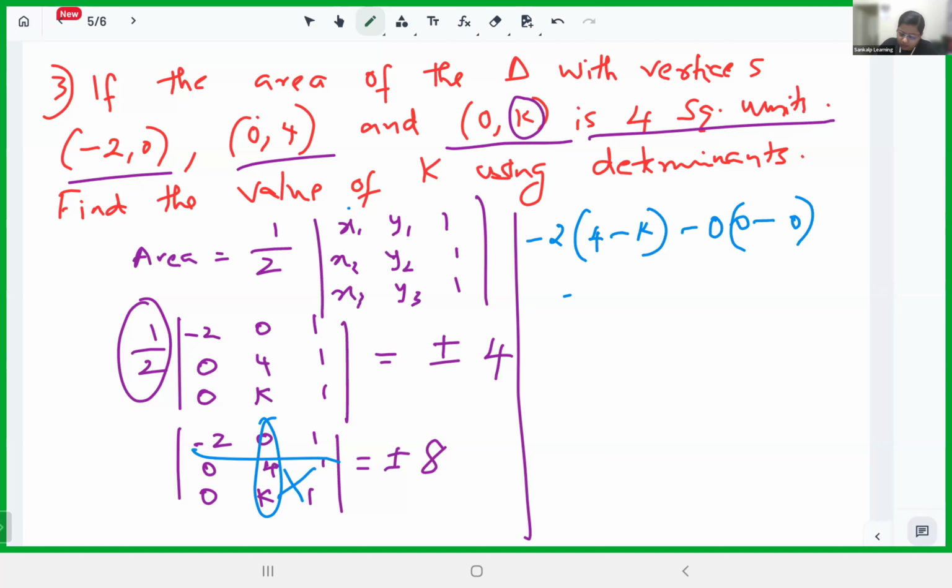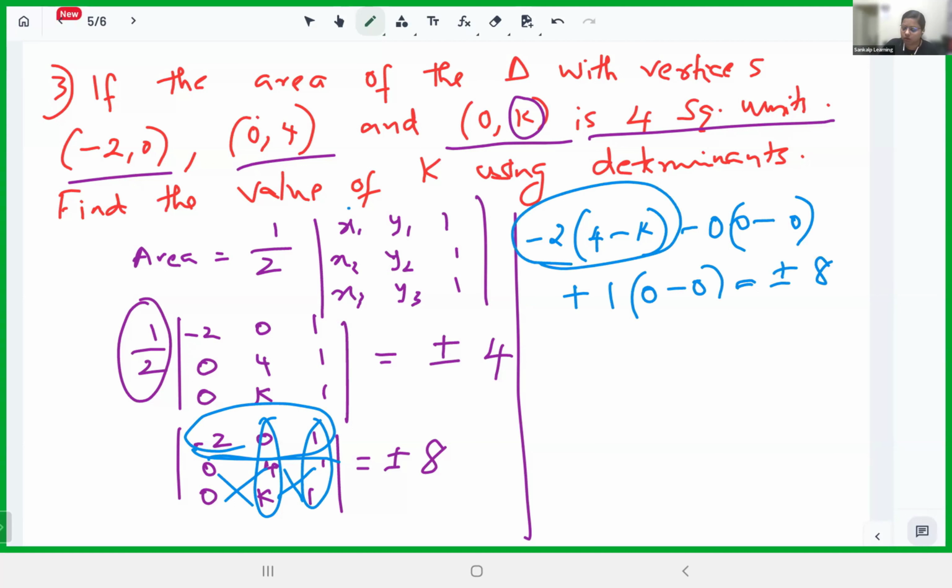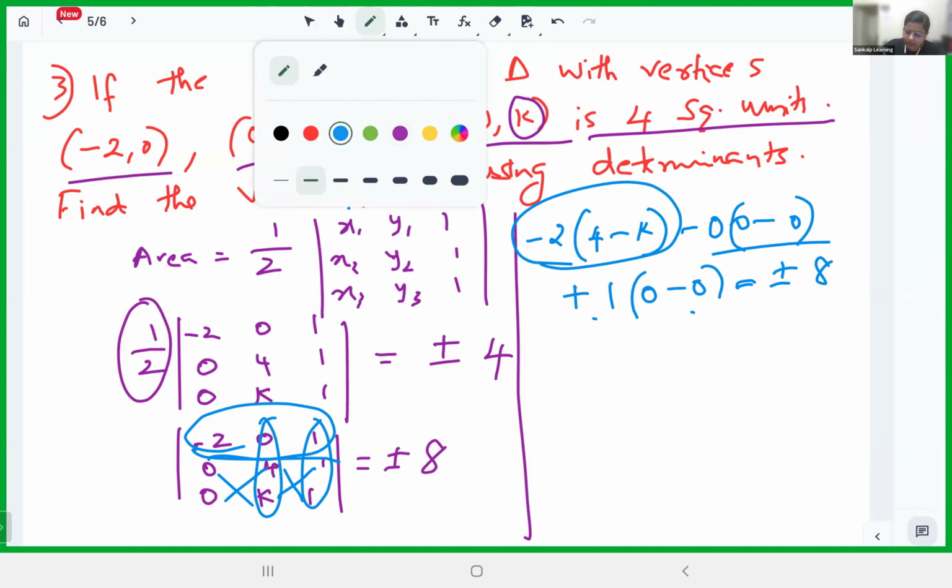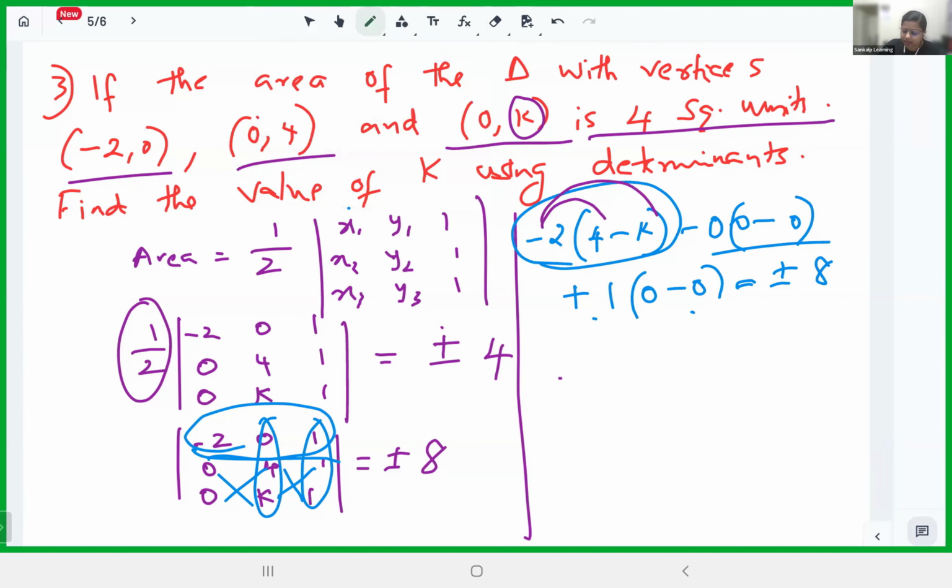Alright. Now, what happens when the third element is 1? So you have to remove the row and column containing 1. So what is remaining? 0 into k minus 0 into 4. So that is actually 0. Okay. So here you get this is equal to plus or minus 8. Only these values exist, all the remaining values become 0, right? 1 into 0 is 0. 0 into 0 is also 0. So if you expand this, what will happen? Minus 2 into 4, minus 8. Then minus 2 into minus k is plus 2k. That is equal to plus or minus 8.